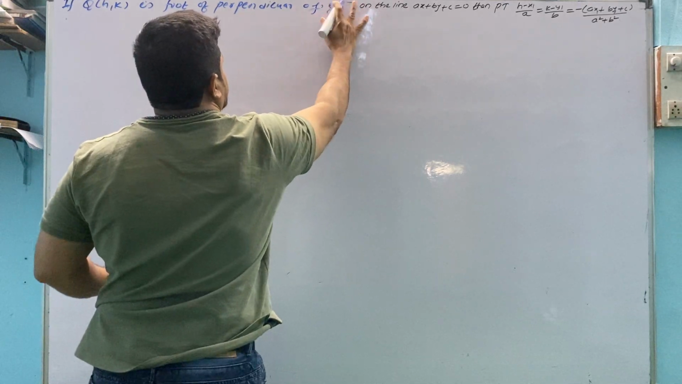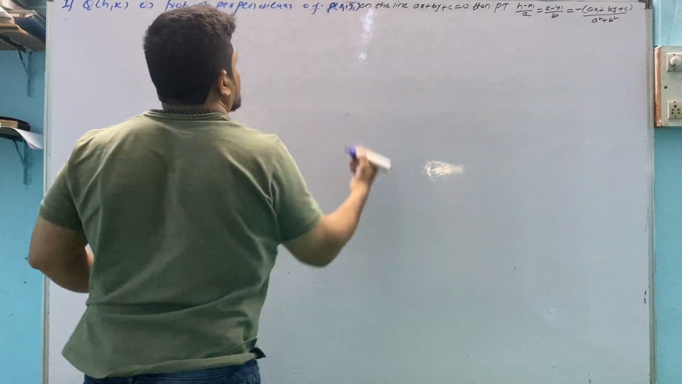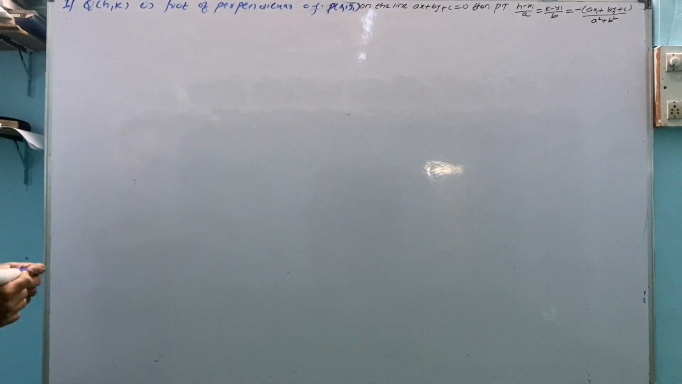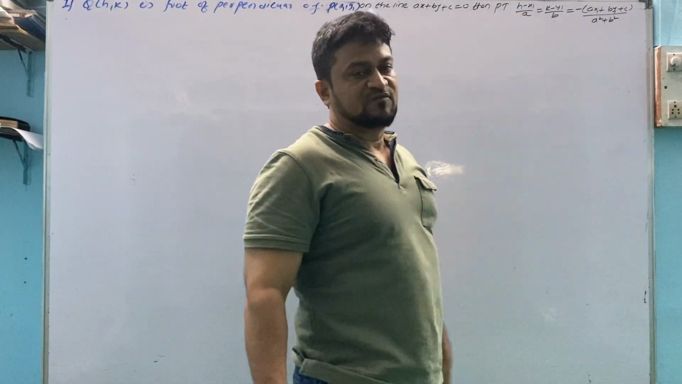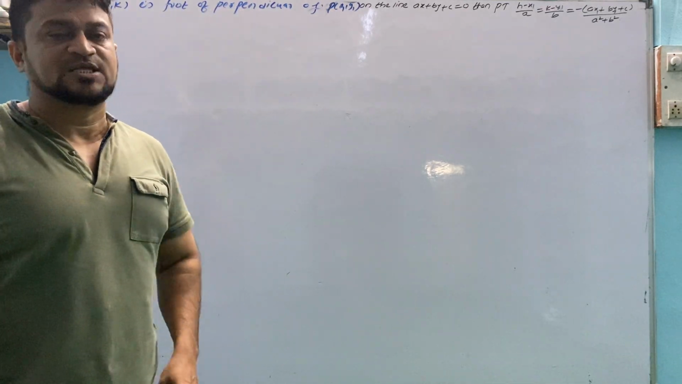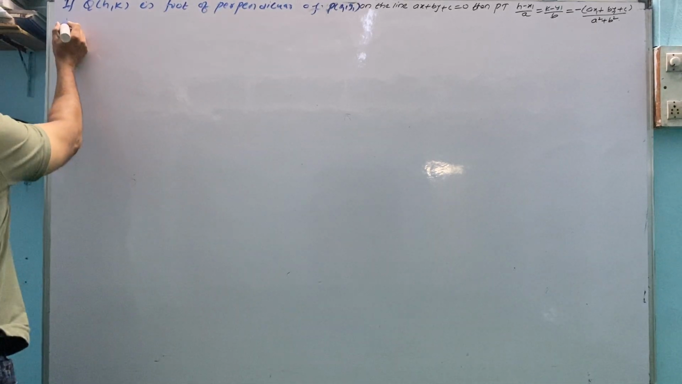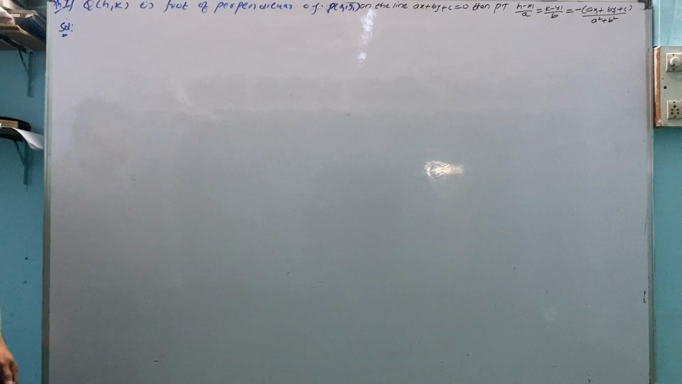x1 y1 on the line ax plus by plus c equals to 0, then prove that (h minus x1) by a is equal to (k minus y1) by b is equal to minus (ax1 plus by1 plus c) by (a square plus b square). Now Q(h, k) is the foot of perpendicular. This is a theorem actually, a theoretical question.